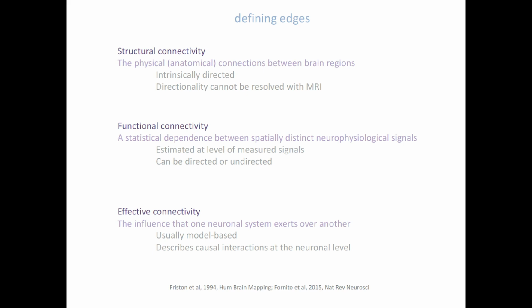Okay. So we'll talk about defining edges now. And in the brain, there are three different types. When we talk about edges, we're talking about connectivity, right? So how brain regions are connected with each other. And so in the brain, there are broadly three classes of connectivity. So there's structural connectivity, which is the physical or the anatomical connections between brain regions, so synapses, white matter pathways. And this is intrinsically directed. So each neuron, each axon has a source, originates from a neuron, and then it has a target. Right? So there's directionality there.